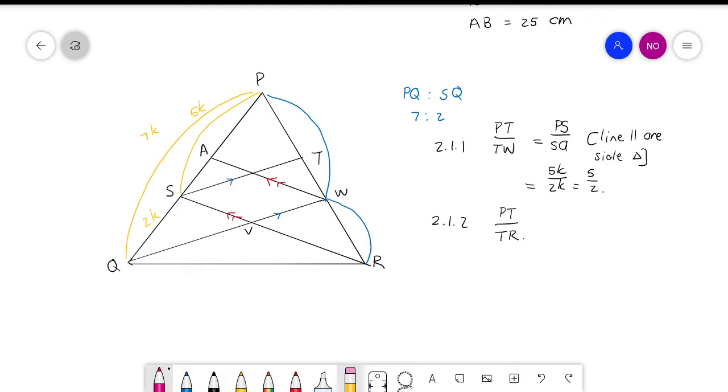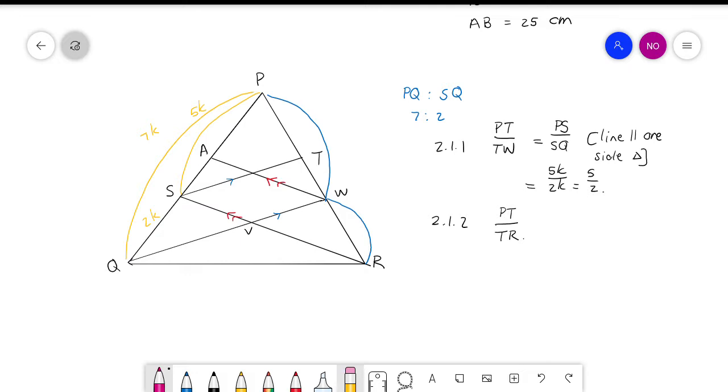What are we doing? It's on the board. PT, TR. Relax, please. I'm going to use PS over SQ. PS over SQ. I'm not going to say no because that will help you, I'm sure.